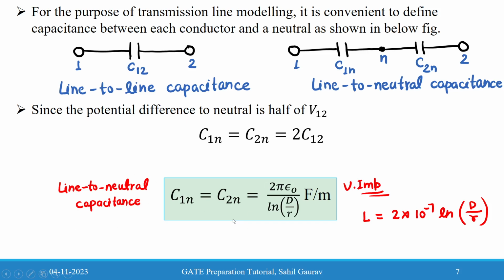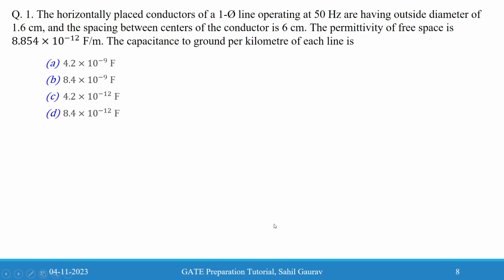Now we are going to solve a problem based on this expression. If you have any doubt or anything you want to ask, you can raise your concern. The question is: the horizontally placed conductors of a single phase line operating at 50 Hz have an outside diameter of 1.6 centimeter, and the spacing between centers of the conductors is 6 centimeter. The permittivity of free space is 8.854 into 10 to the power minus 12 farad per meter. The capacitance to ground per kilometer of each line is?